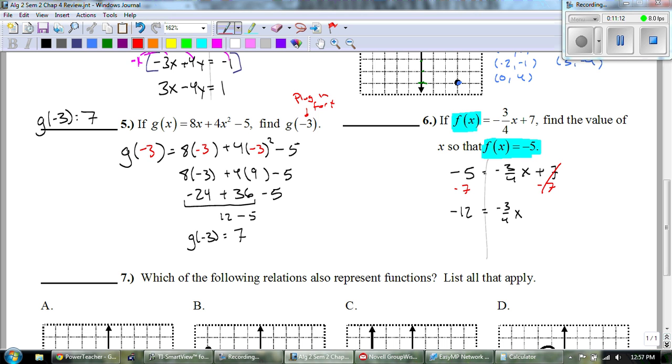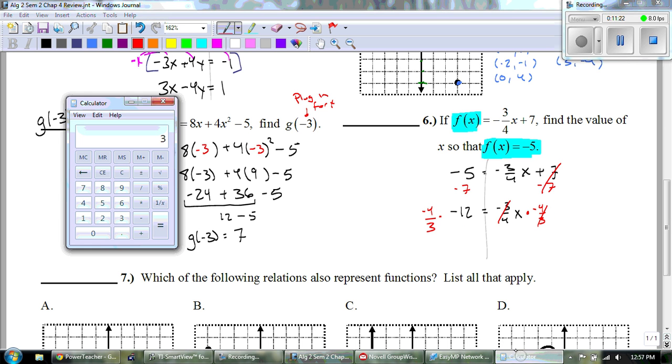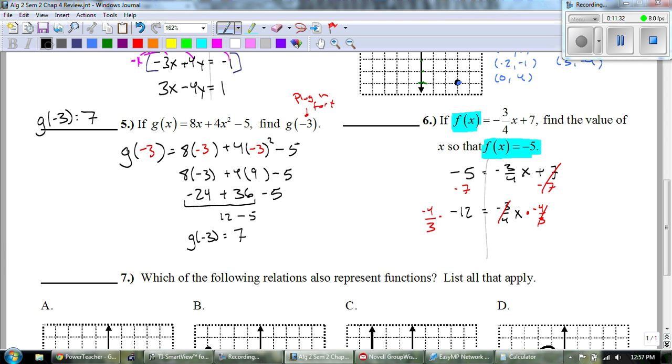To solve for x, I would need to multiply by the reciprocal. Okay, a negative times a negative is a positive, so I know that it's going to be positive. I'm doing 4 times 12, and then I'm going to divide that number by 3 to get 16. So 16 equals x. What would x have to equal? x would have to equal 16.